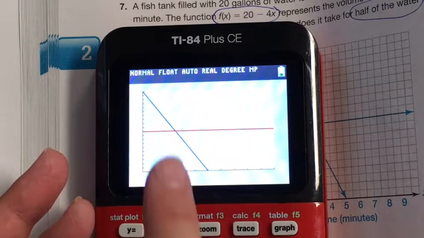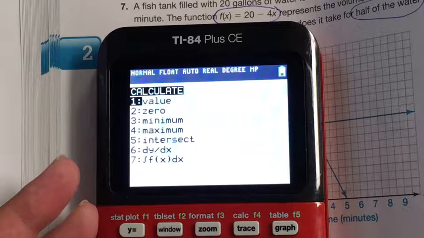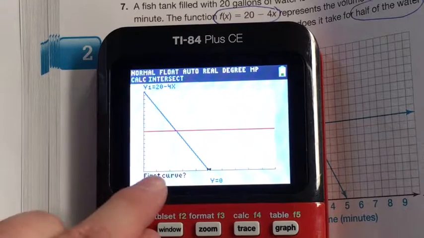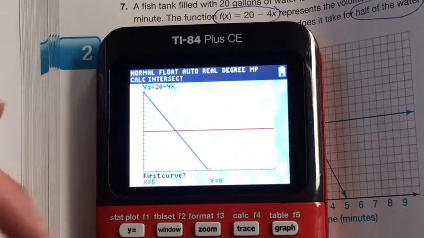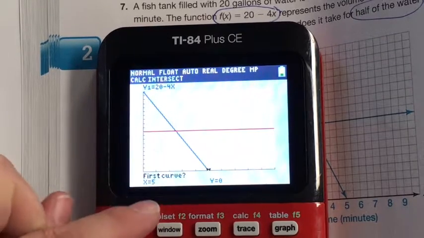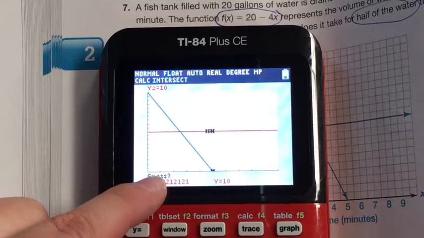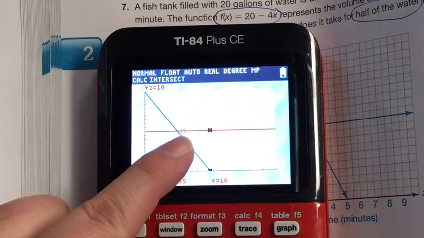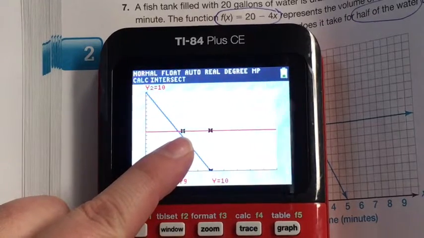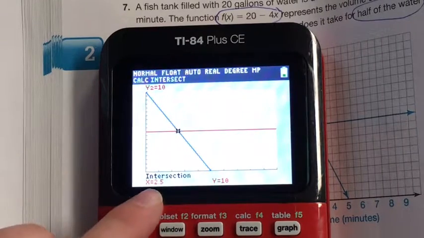We're gonna find out where they cross. So you do second, trace. And then we wanna find where they intersect. So what do you think you're gonna push? Intersect. 5. And then it's gonna ask these questions. So I'm just gonna explain that you don't really have to think deeply about these questions. The first 2 questions, just push enter for it. Enter, enter. And then when it says guess, move the little cursor so it's closer to where they intersect. So you don't have to be exactly on. Do you see I moved the arrow over till it was closer? Then you push enter again, and then it gives you the intersection.